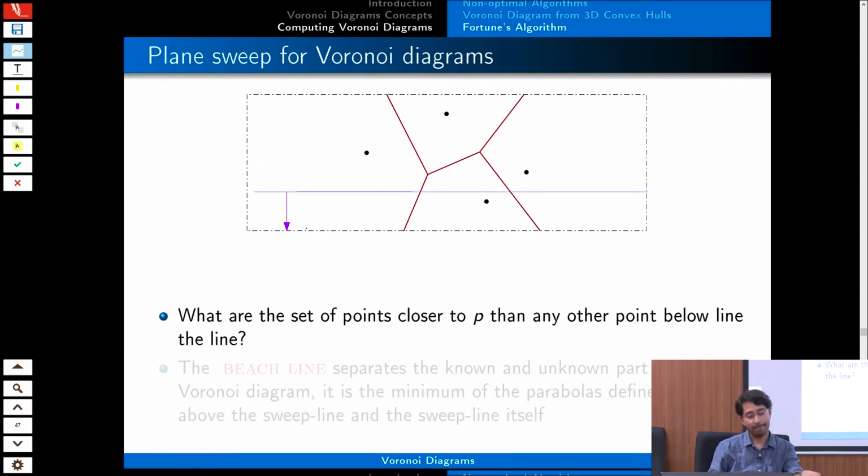Good guess, but there is a problem with the guess. Can you tell me what the problem is? So, I am sweeping a line from top to bottom, and I am trying to find the Voronoi diagram, and I am stopping at the site points. What is the problem with this approach?